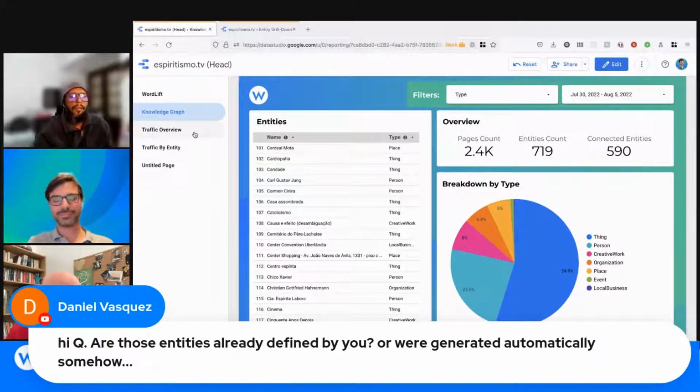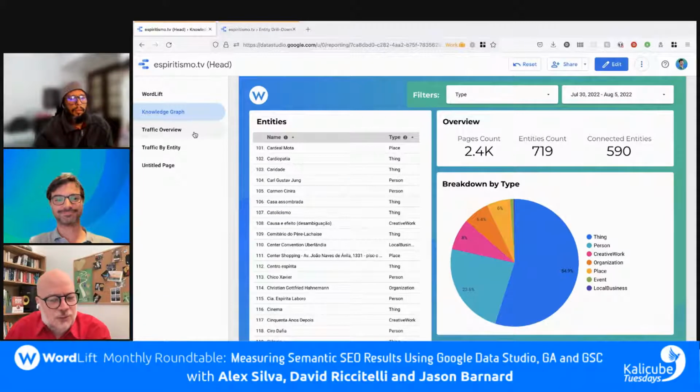Could you just really quickly answer this question? Are those entities already defined by you, or were they generated automatically? Oh, I think that's a huge question that a lot of people ask with WordLift. Yeah, both. In this project, I create them from the content. The content is created, and I look at the content and create the entities using WordLift from this content.